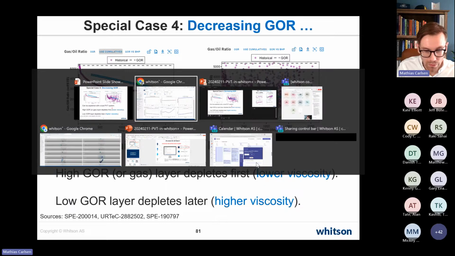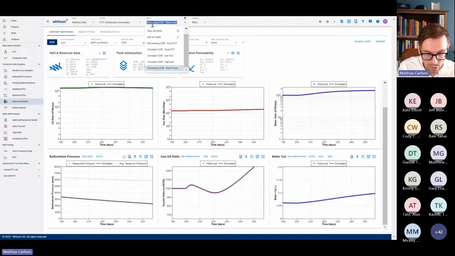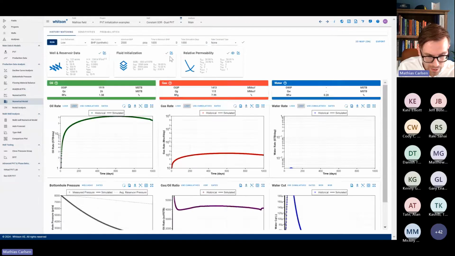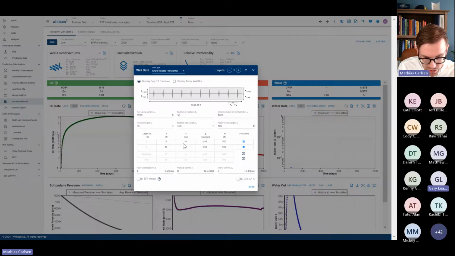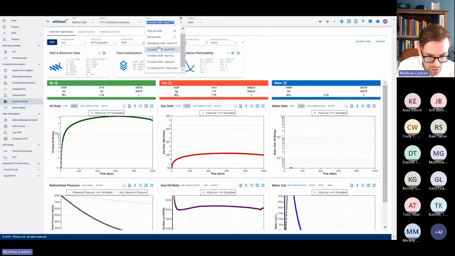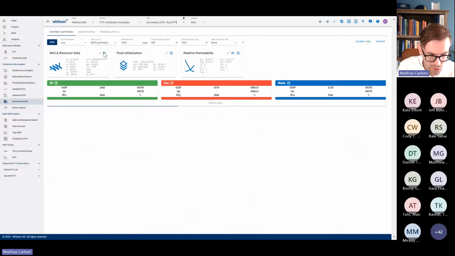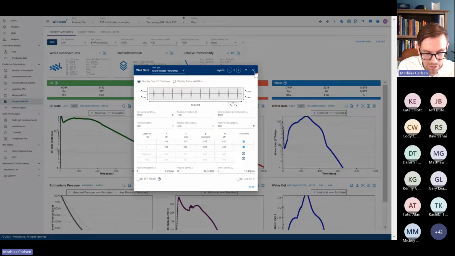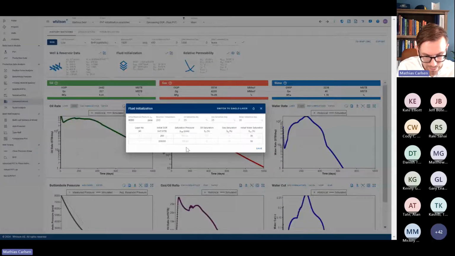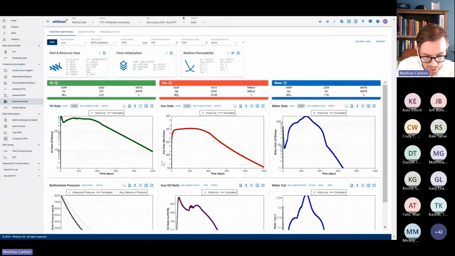This is very, very simple to model. You just do something very similar. You just don't have a difference in perms. The same. That was a constant GOR case, sorry about that. I'm going to do the decreasing GOR. So this is just like if you have 2 layers with the same perm, and then you're giving them 2 different GORs, a very low GOR and a very high GOR. It will come up with this.